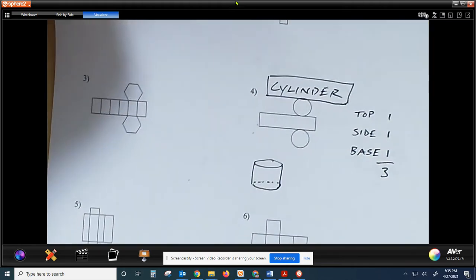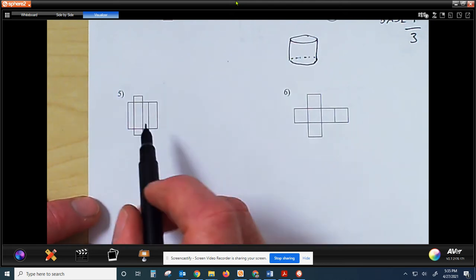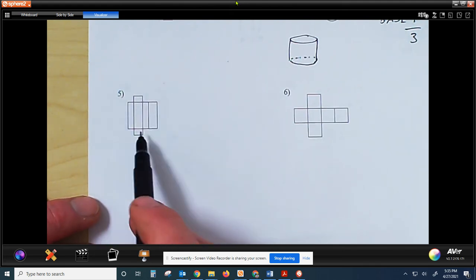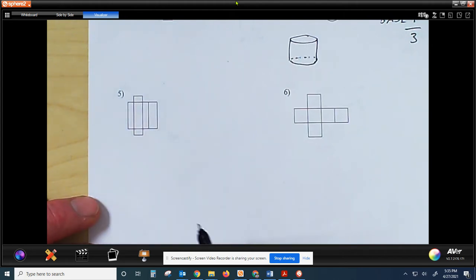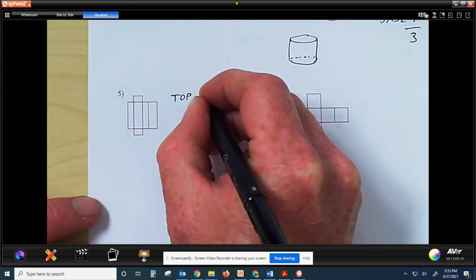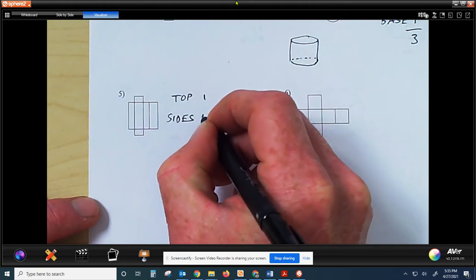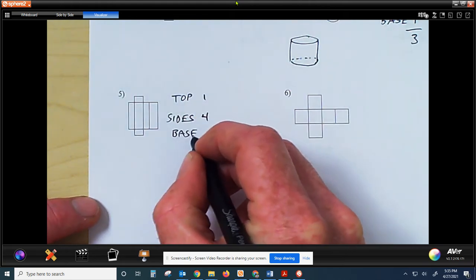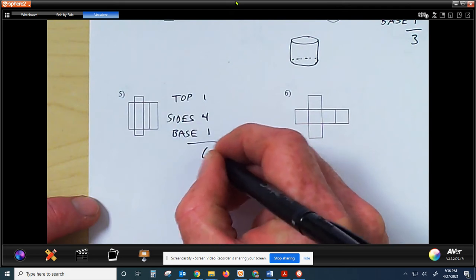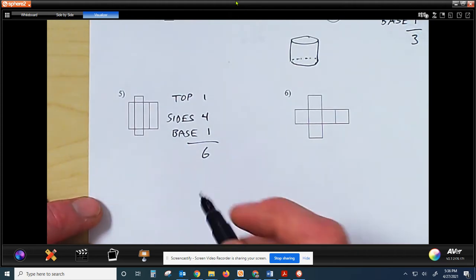Good job, team. Because we're getting into some different solids here, I'm going to try a drawing with this shape. So bases, the two that match each other here. These look like rectangles. Those are the two shapes here that are identical. I'm going to use this as my top, and there's one. Sides, 1, 2, 3, 4. So sides, I have 4. And then a base. If I folded this in like a tab, I would have 1. And if I total that, I have 6.